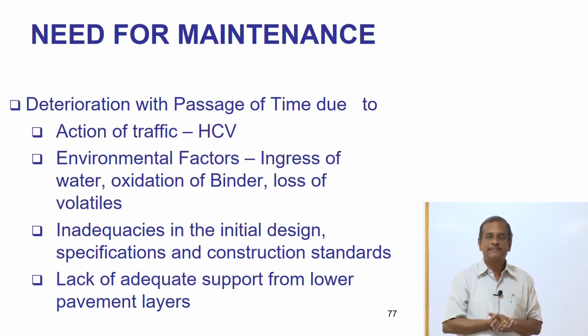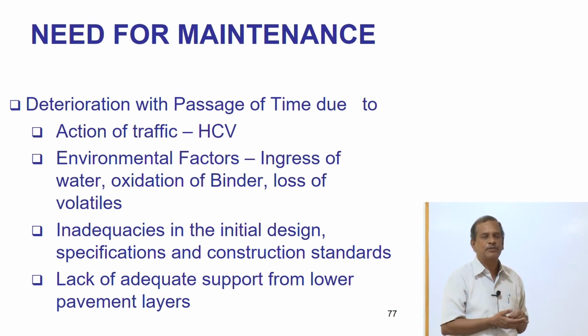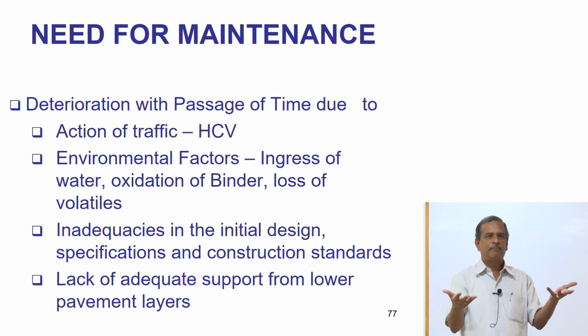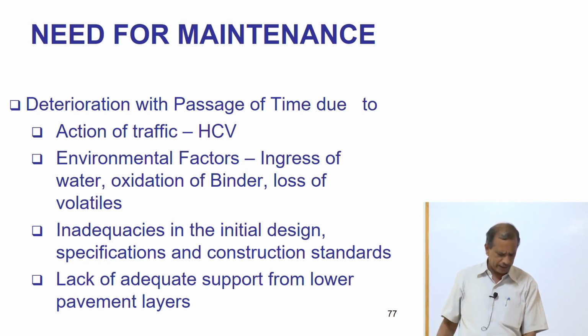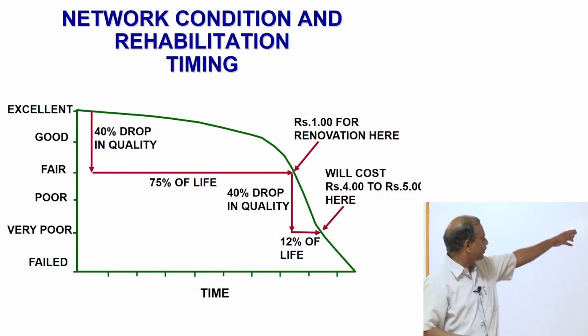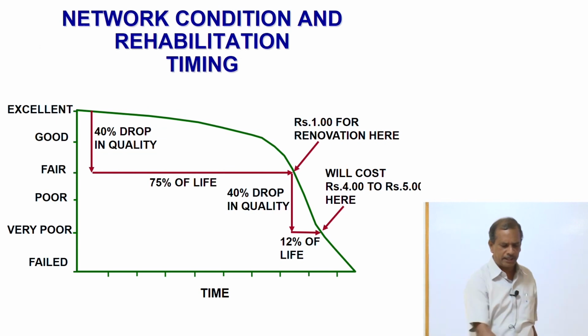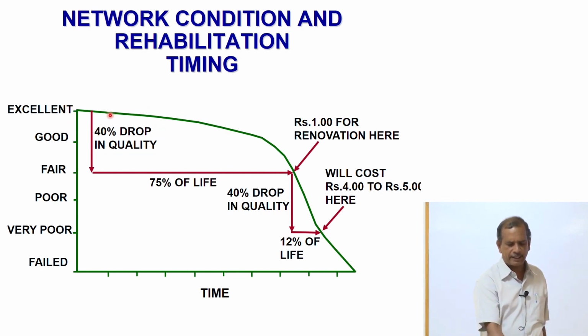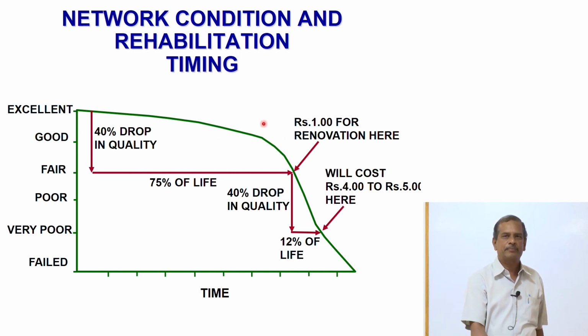Third is inadequacy in the design. The loss can be about the lack of support, subgrade getting weak because of moisture induced damages. So if that is the case, how do I design the pavement? A pavement is very good initially, it will be excellent initially. So this will start deteriorating with the passage of traffic. So if I do the maintenance here, it is called preventive maintenance.